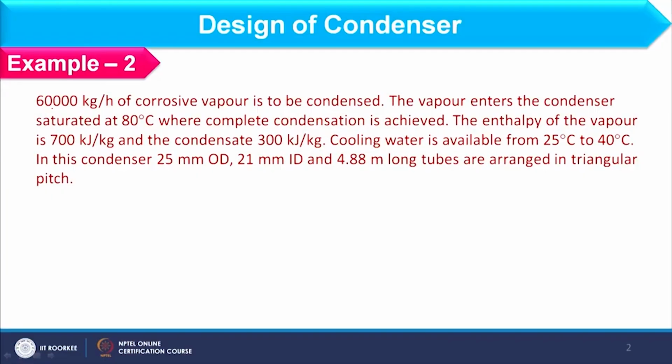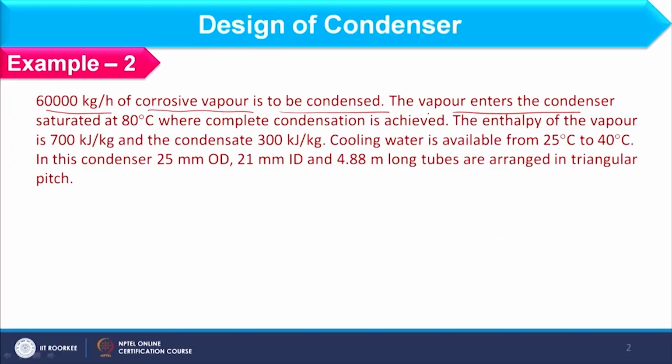Example 2 says that 60,000 kg per hour of corrosive vapor is to be condensed. So you are given a hint over here about where the condensation should be carried out. It is a corrosive vapor, which should be allocated to the tube side. So here I am having tube side condensation. Further, the vapor enters the condenser at saturated condition at 80 degrees Celsius, where complete condensation is achieved.